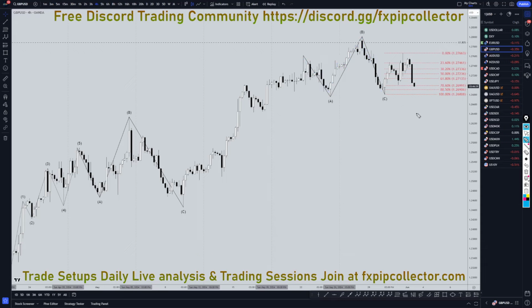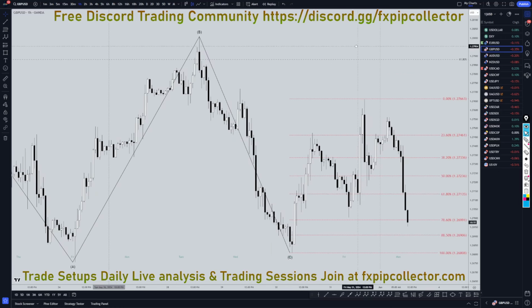Now, it is definitely going down pretty strong, and this is where I have it labeled as a C, but it actually could be an A, this could actually be a B, and this could actually now be a 1, 2, 3, 4, 5 of C. Maybe that is actually more likely, and this is actually an ABC of 4, and then it later on goes back up for a wave 5. Anyways, taking it down to the 1 hour time frame.